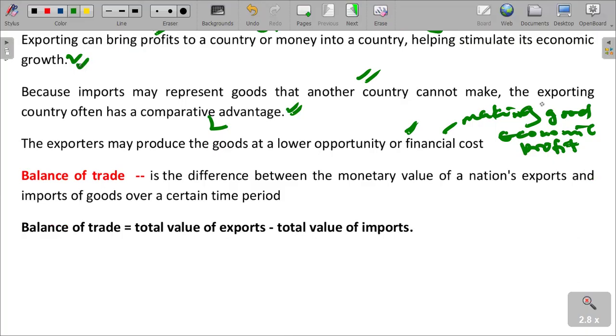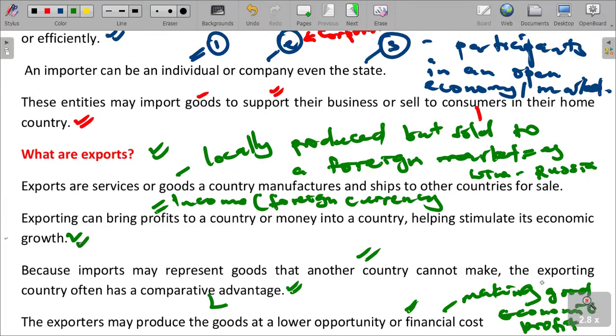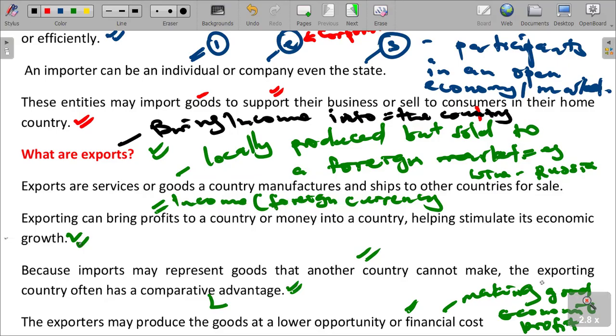So what we need to understand before we go further is that exports are there to bring income to the country. Exports, they inject. When we look at them, we must be able to tell and explain that the exports bring income into the country. We receive payments for them. They bring income into the country. That's one key factor that we need to understand.